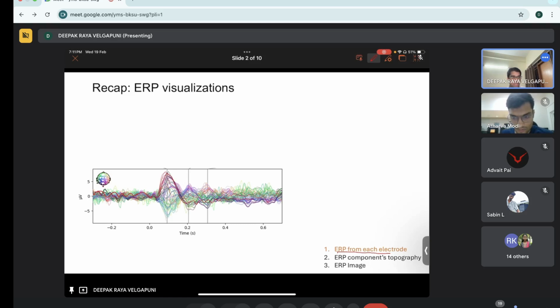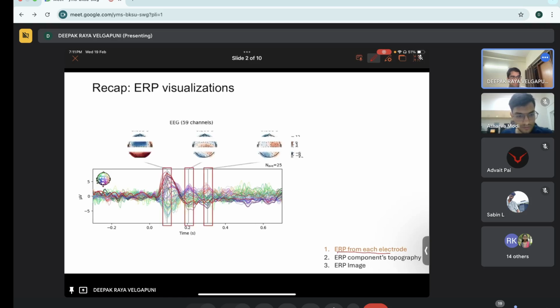So this time course you see is an ERP from each electrode, and you plot it for all the electrodes. This is one form of visualizing ERPs. The other form is visualizing the ERP components using topography. So what you do is, in that ERP time course you have a selected window like this. Choose a small window around some centered point, and you can plot for each electrode what is that amplitude on a 2D map as shown here.